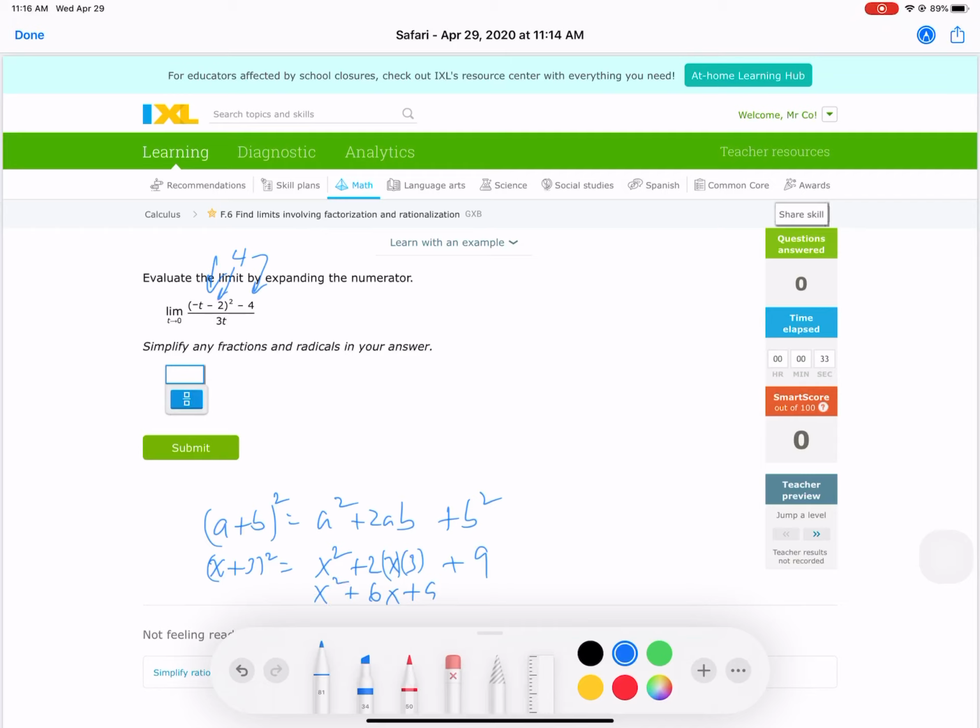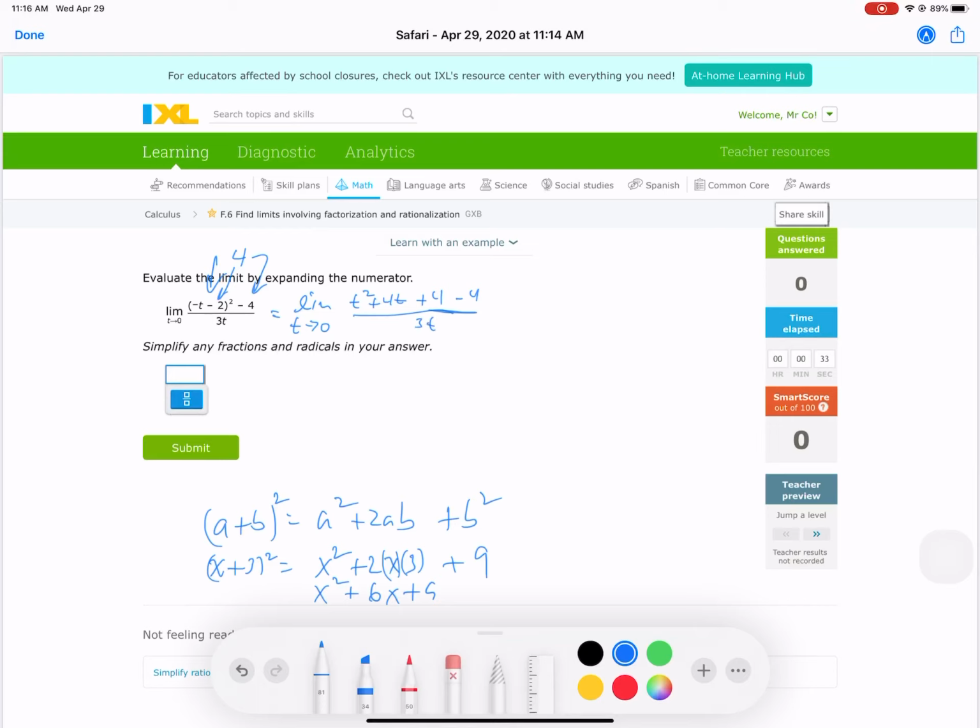So for the top problem, I see negative t minus 2 squared. We're going to go ahead and rewrite the limit. Oh, sorry, t approaches 0. T approaches 0. And we're going to square that negative t minus 2. That becomes t squared, square the back, plus 4. And we double the middle, which is a positive 2t, so it's a positive 4t. And minus 4, all over 3t.